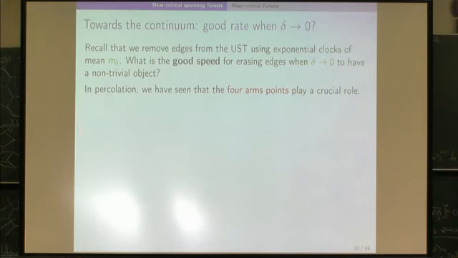In percolation, we have seen that we had to change the color of some points, and what was important is the pivotal points, to be sure that we hit some of them with positive probability.